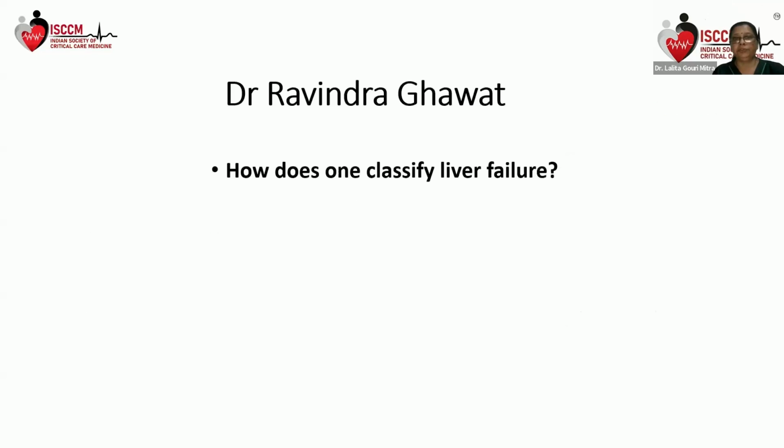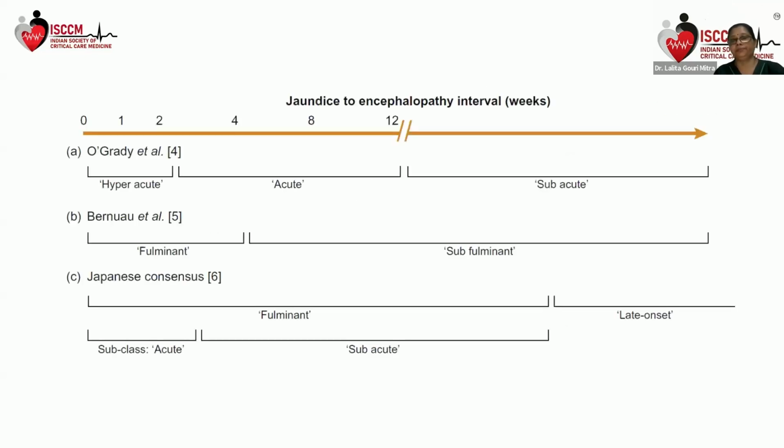Thank you, Dr. Sunil. We move to Dr. Ravindra. How does one classify liver failure? So there are various systems depending on the duration of onset of encephalopathy from the onset of jaundice. The most commonly used is the O'Grady one, which divides into hyperacute, acute, or subacute. When the duration is less than 7 days or a week, it is hyperacute. Then from a week to around 4 weeks, it's acute and then subacute. This is the most commonly used one.